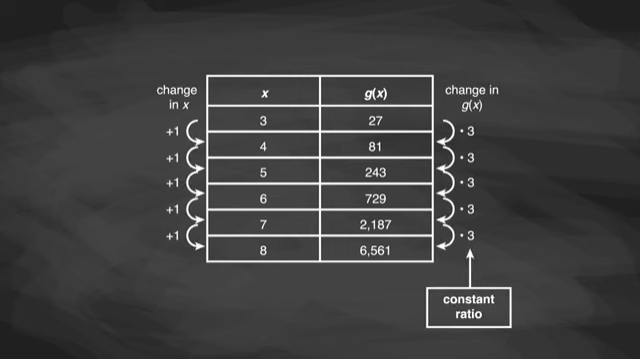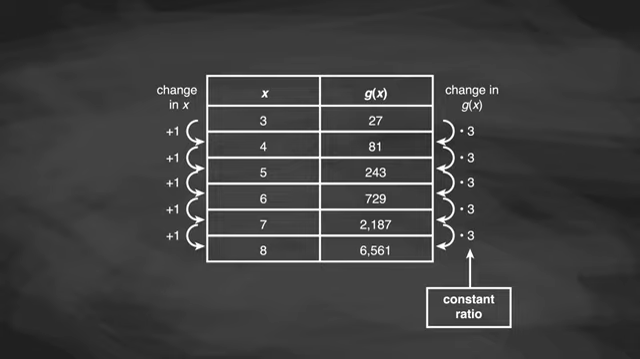When you examine consecutive rows, or points where the x values increase by 1, the pattern in the g of x values is a constant ratio. It doesn't matter which pair of consecutive values you choose, the ratio is 3 every time. For an exponential function, the constant ratio can be found by dividing consecutive g of x values.